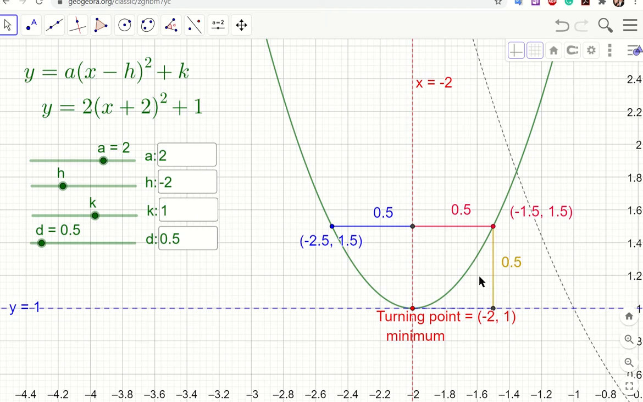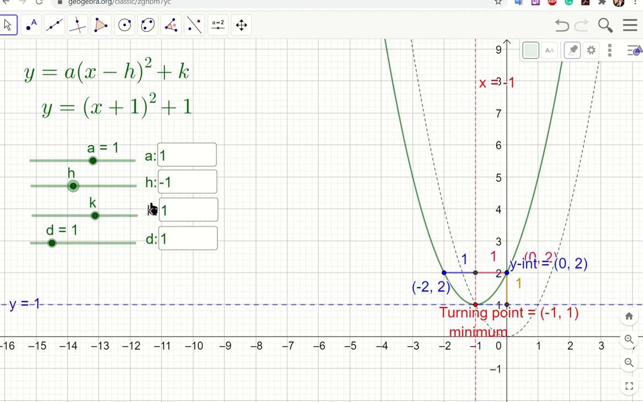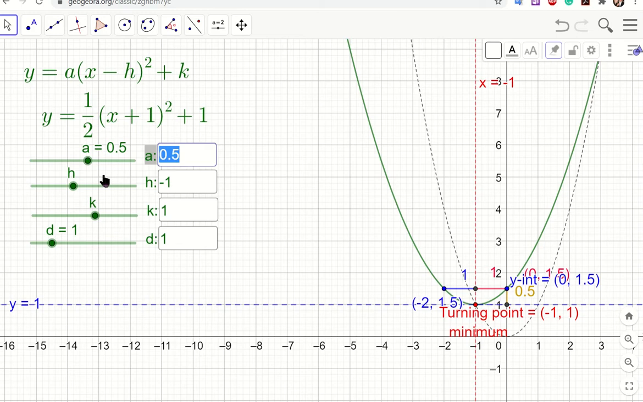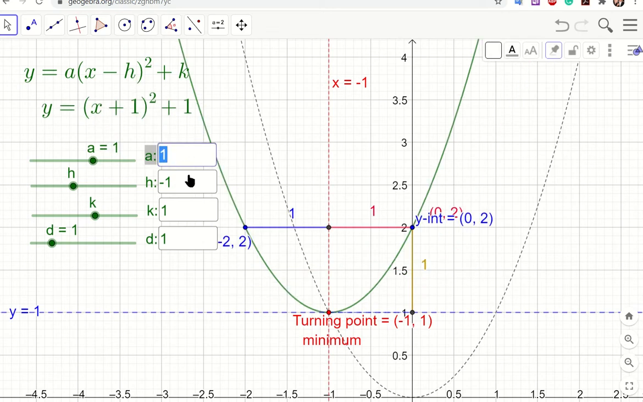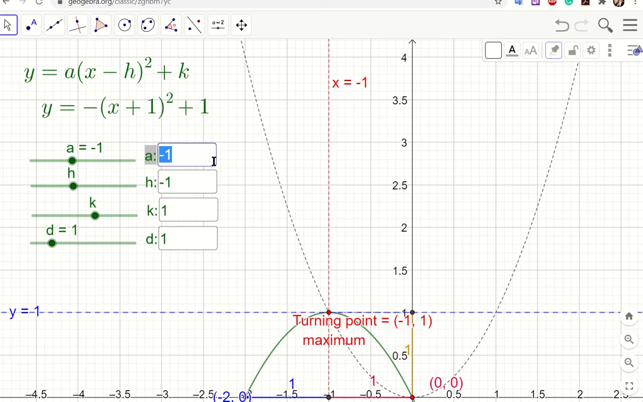Finally, one more point about this. If you sub in the value 0 for x into this equation, then you're going to find the y-intercept. So here h is -1 and k is 1 and a is a half. So when x is 0, we have 1 squared inside the brackets, times a half is a half, plus 1 makes 1.5. And sure enough, the y-intercept is at 1.5. And if I make a equal to 1, you can see that 1 squared plus 1 equals 2, and our y-intercept is 2.